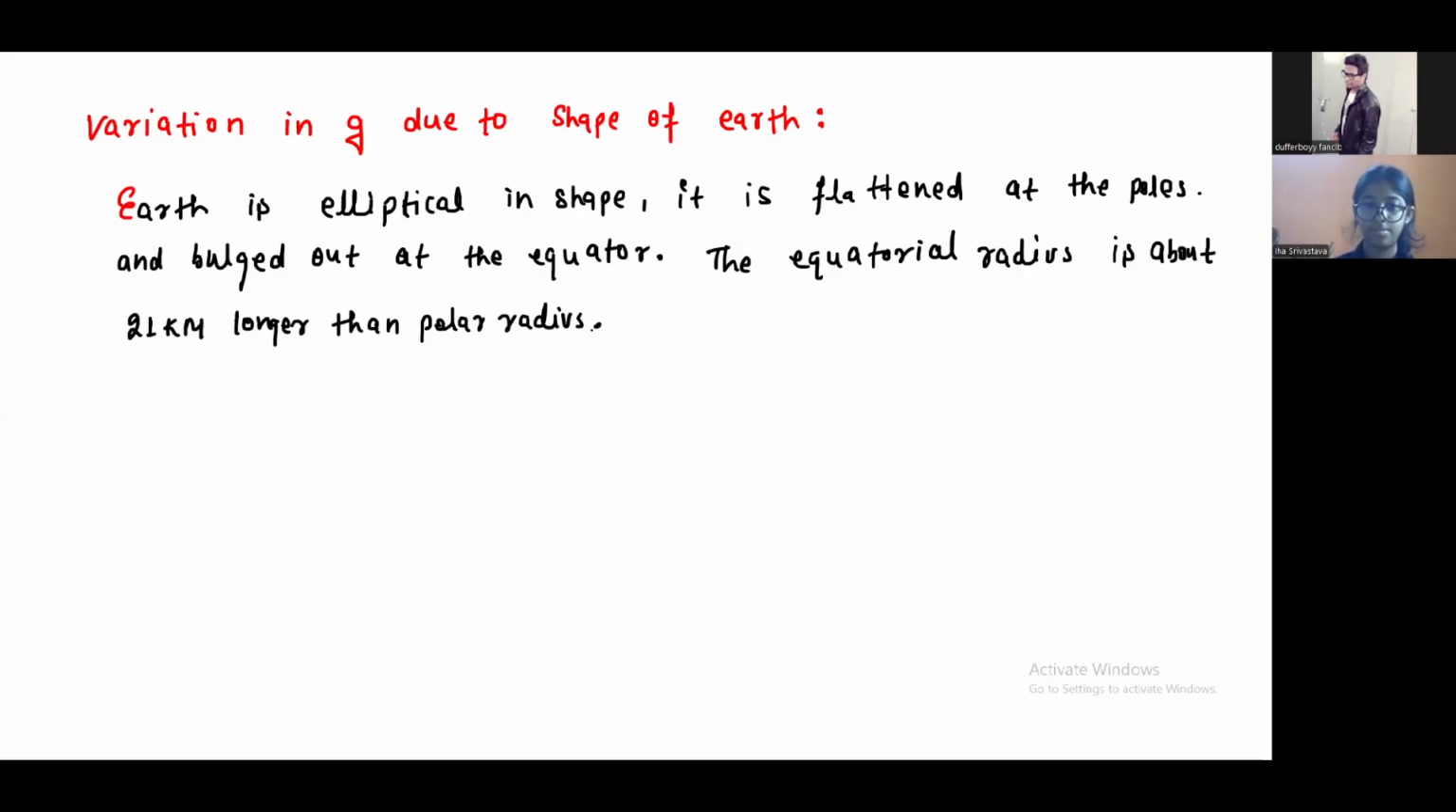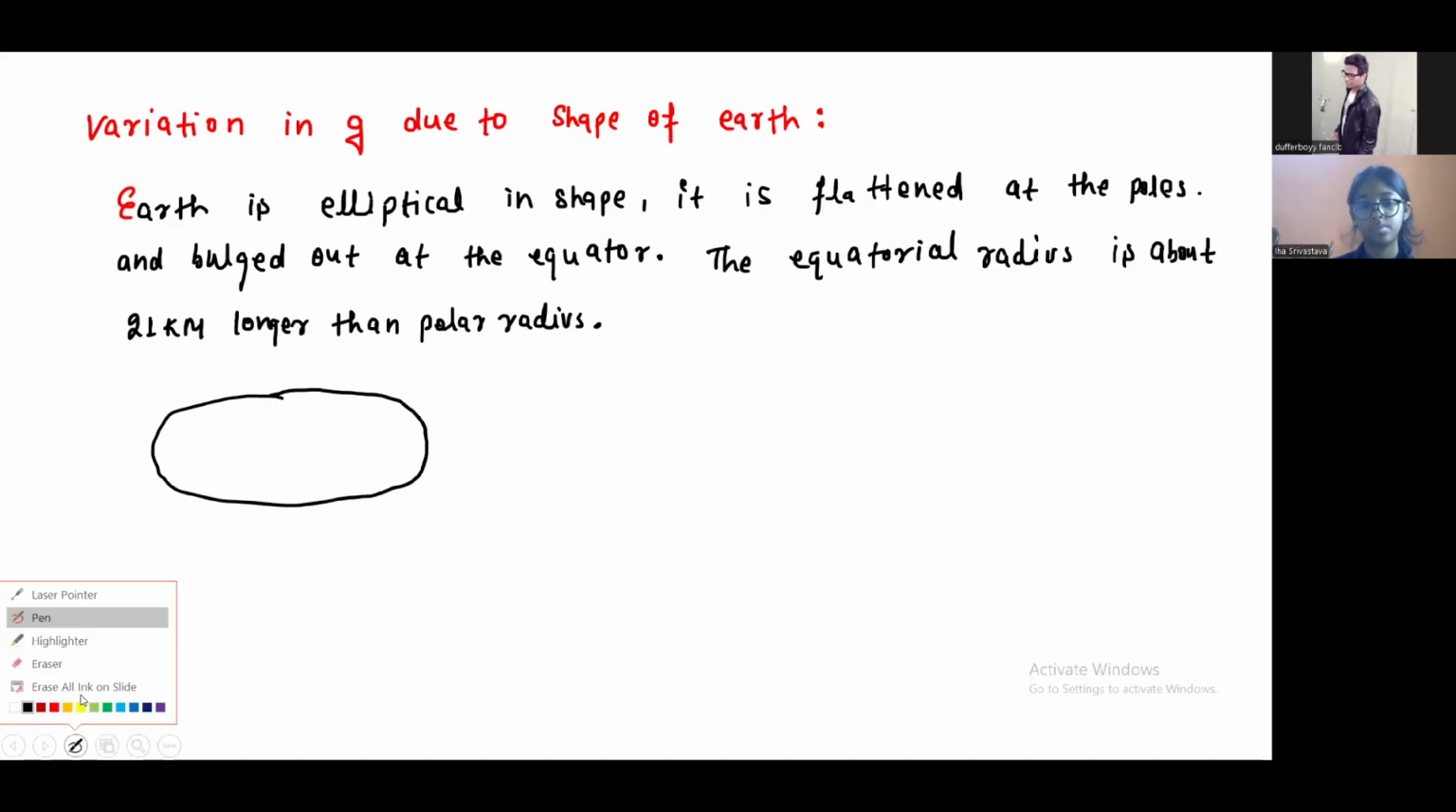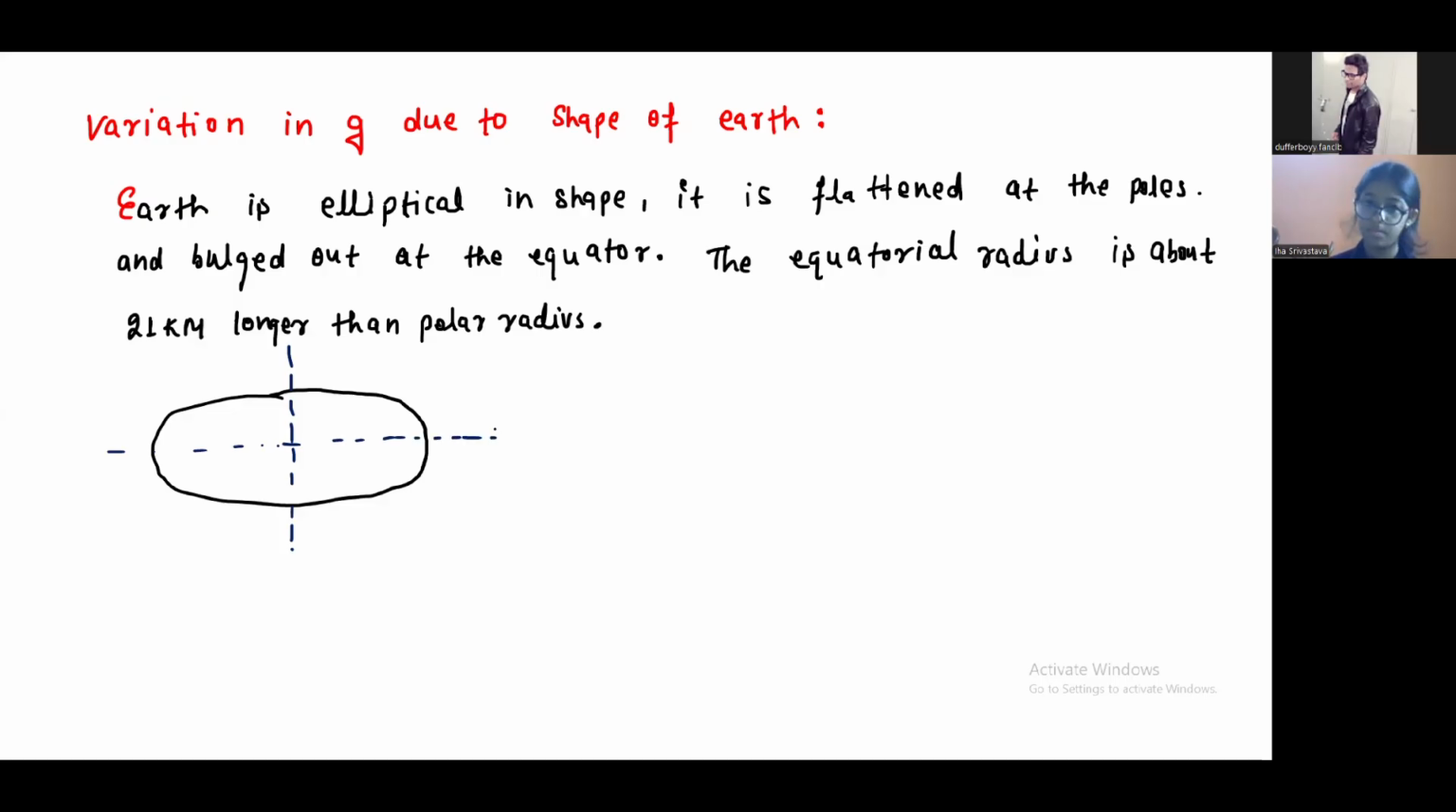Now here we have to understand the equatorial radius is longer than the polar radius. How? Because when we are making the elliptical shape of the earth, this axis is called the polar axis, and this is called the equatorial axis. Okay, so this is the radius of equatorial, RE, and this is the polar radius.